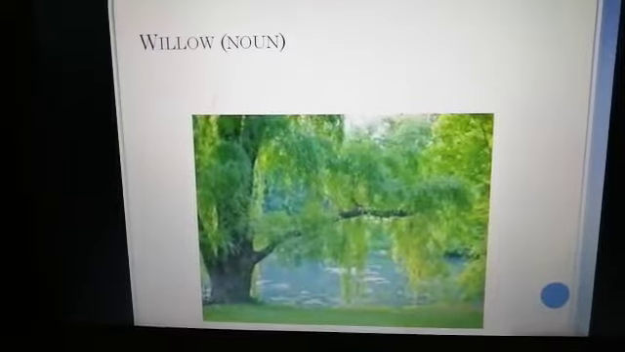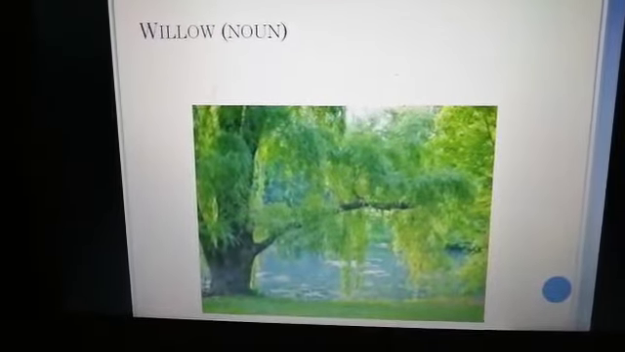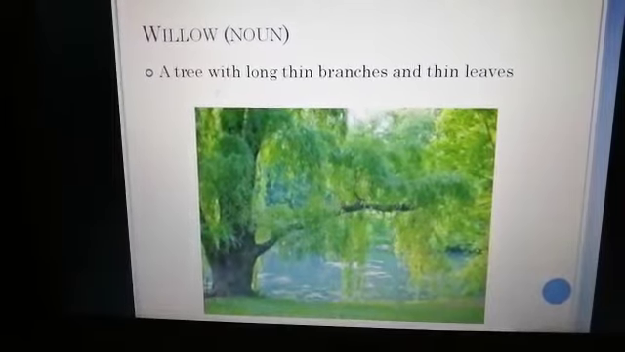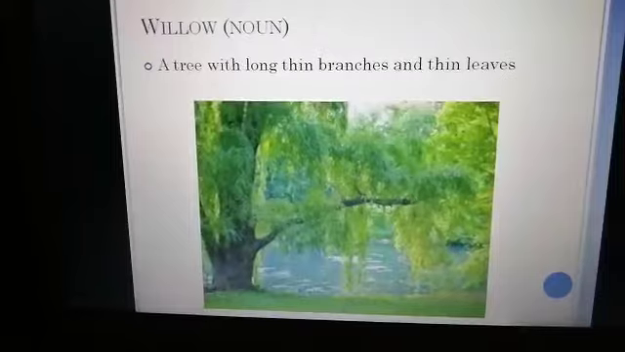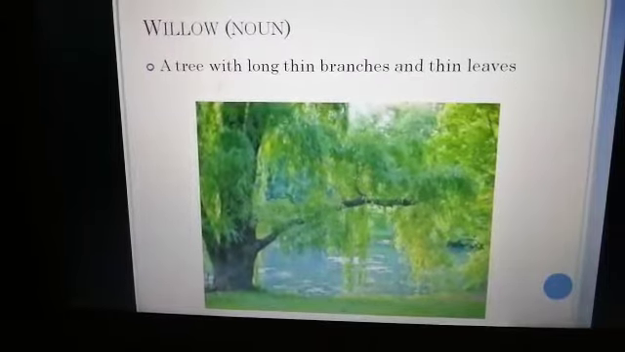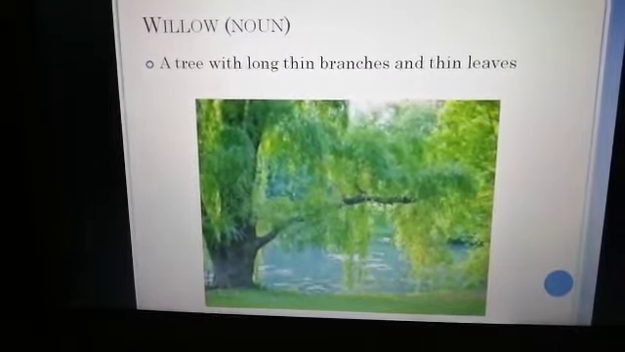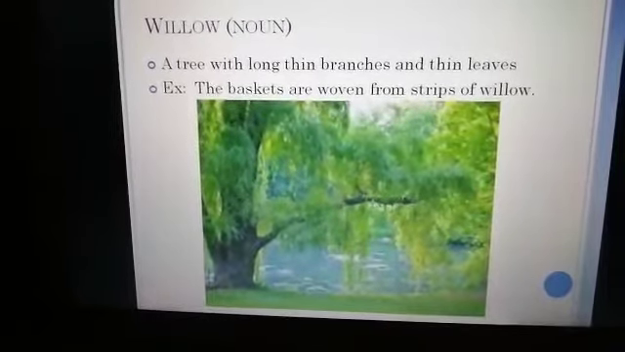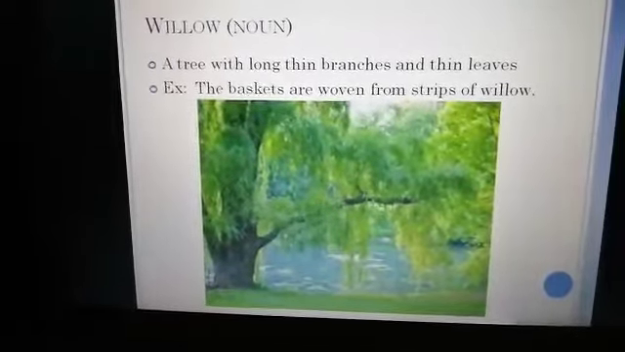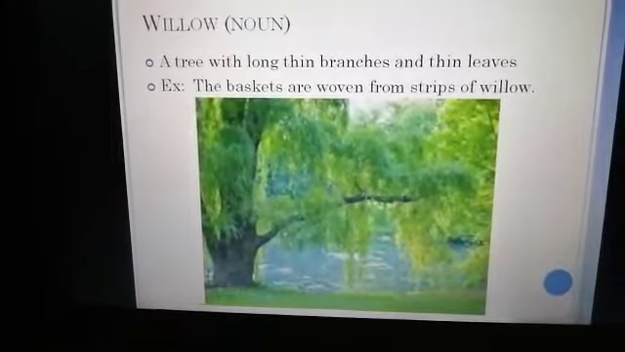Willow. Look at this tree. It's a tree with long thin branches and thin leaves. Willow, it's a noun. For example, the baskets are woven from strips of willow. The baskets are made from strips of willow.